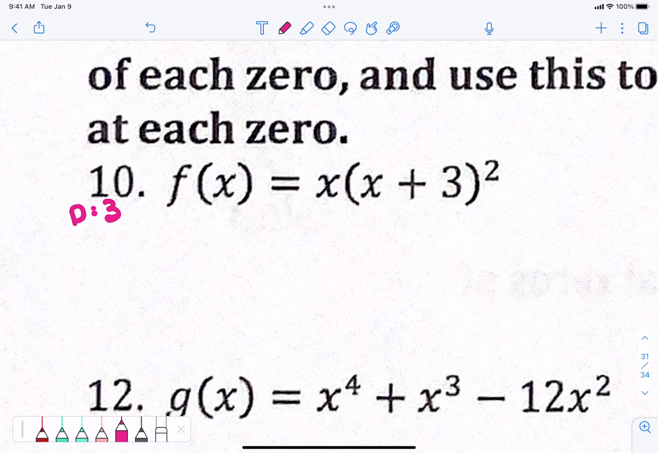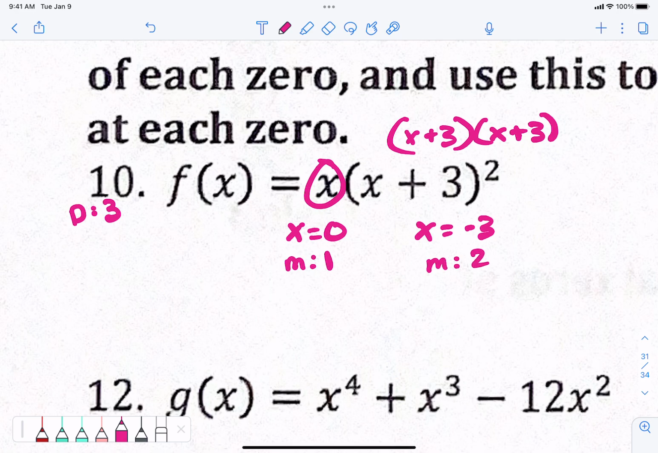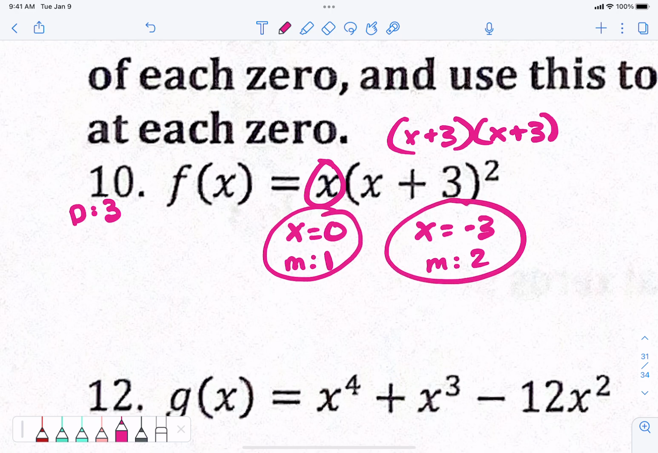I'm just going to set each piece equal to 0. If I set this one equal to 0, x equals 0. How many times does 0 show up as an answer? Once, so it has multiplicity of 1. Now, this x plus 3 squared really just means x plus 3 times another x plus 3. So I set each piece equal to 0, and I have x equals negative 3 and x equals negative 3, a multiplicity of 2. Do my multiplicities add up to be 3? Perfect.